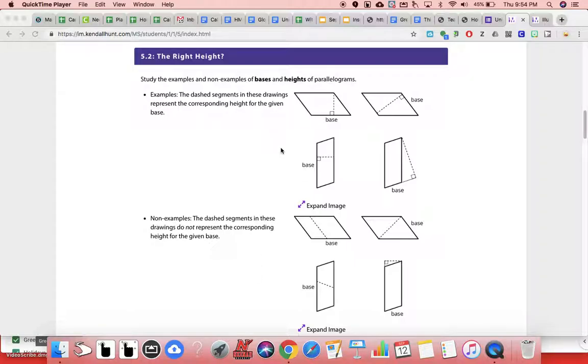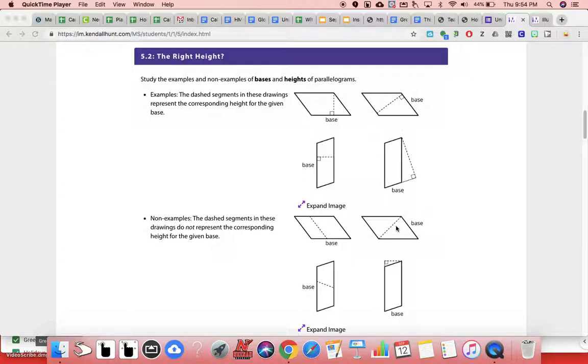Some things you may have noticed is that both sets of diagrams show the same two pairs of parallelograms and the same sides labeled as base. So this parallelogram is the same as this parallelogram, and this is a base, and this is a base. So for each example, they match.